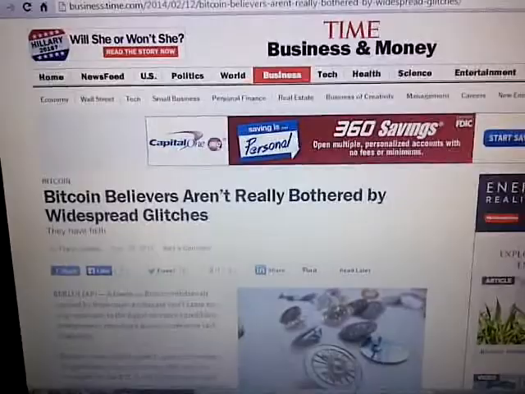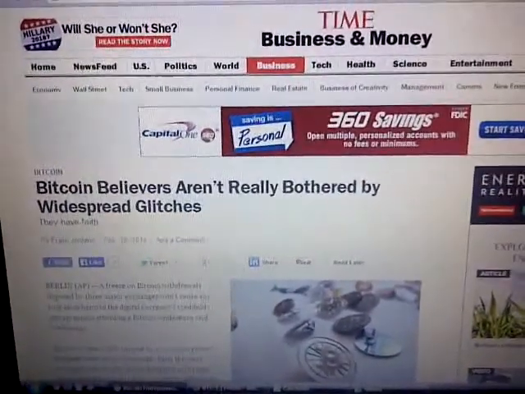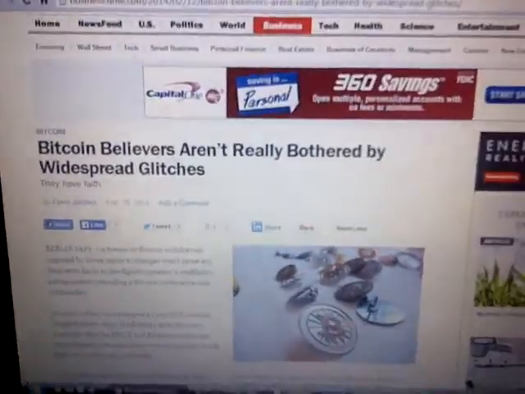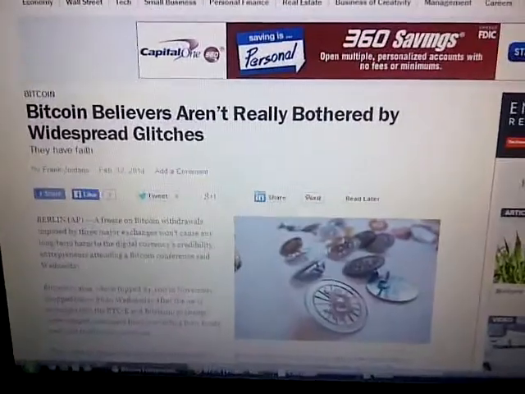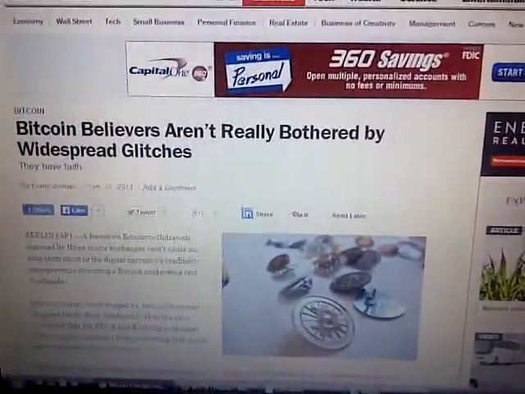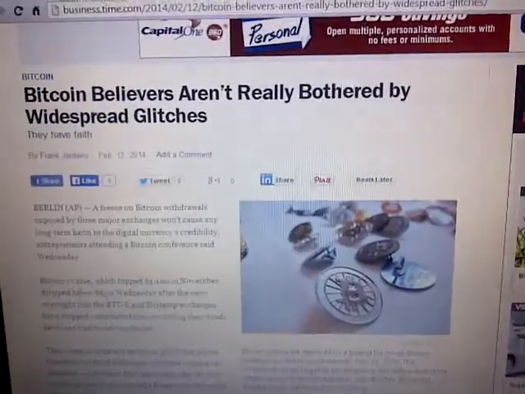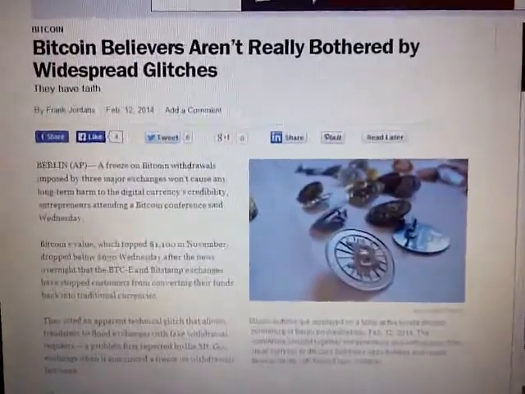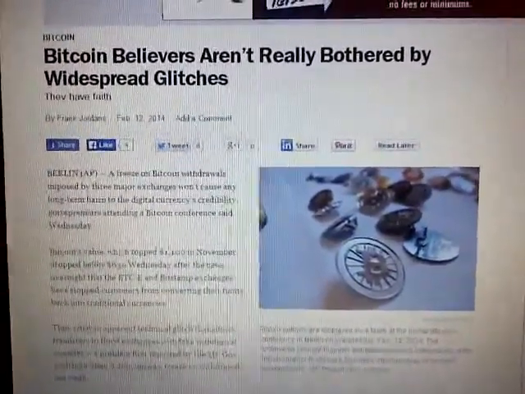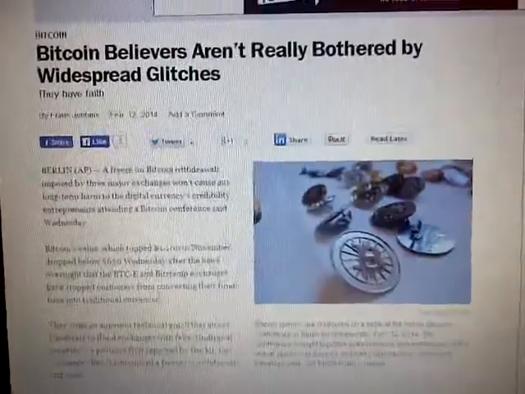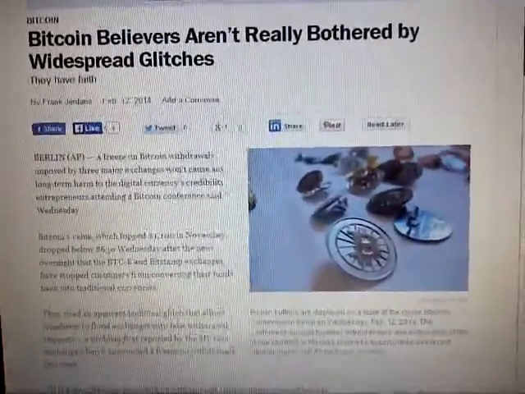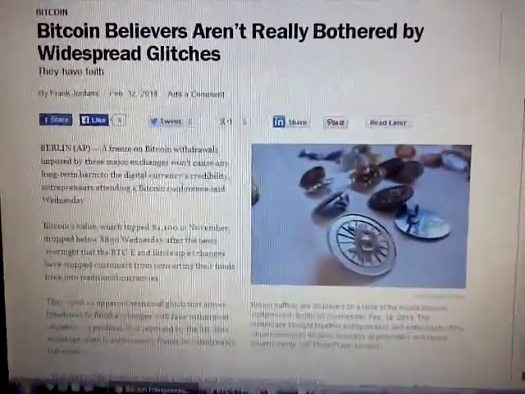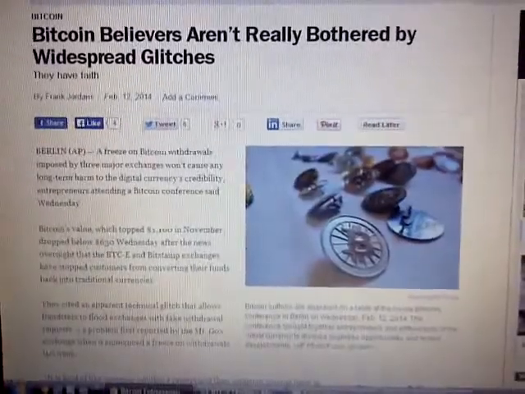And then the last headline here is: Bitcoin believers aren't really bothered by widespread glitches. Yes and no. If you ask me, I'm not bothered one bit. Not a single bit. You know who's freaking out? I'll tell you who's freaking out. Criminals are freaking out. All right. Sometimes some of the miners are really freaking out. I mean people who own mining rigs, the harvesting, auto-generating kind of miners.